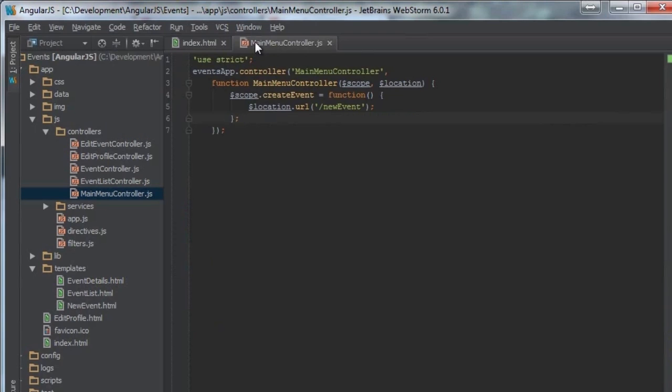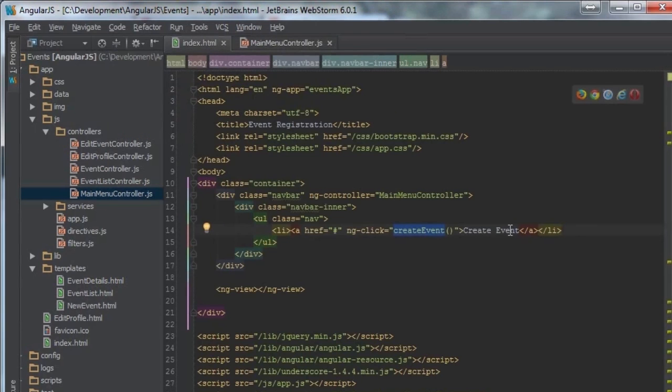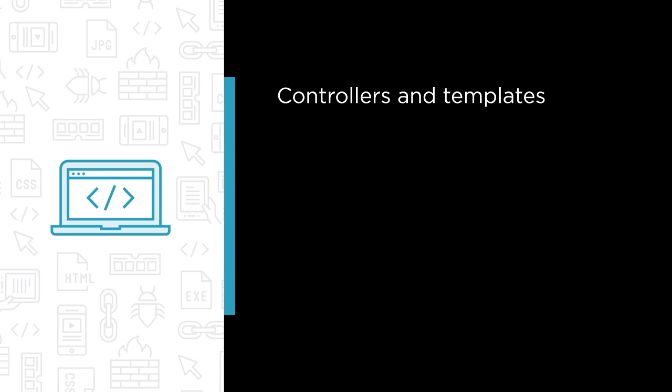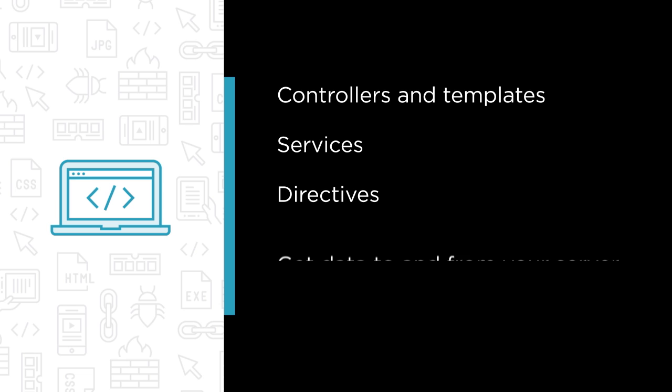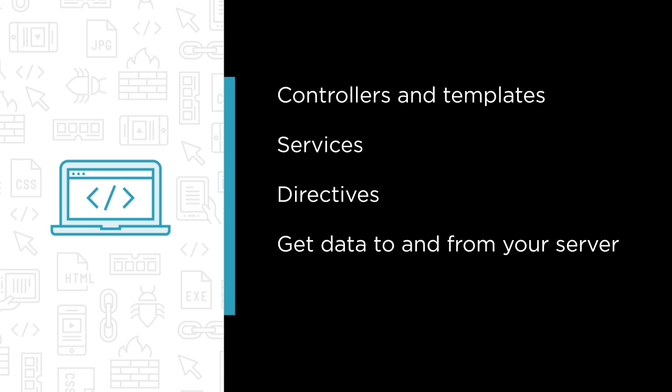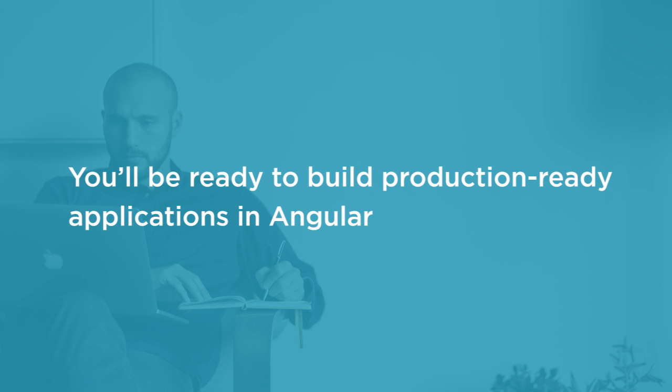In this course, we're going to learn all of the major features of Angular and how to get the most from it, even if you're just a beginner. The features we'll cover are controllers and templates, which display the interface, services, which contain your business logic, directives for creating your own custom HTML components, how to get data to and from your server, and how to test your application. By the time we're through, you'll know how to build production-ready applications in Angular.